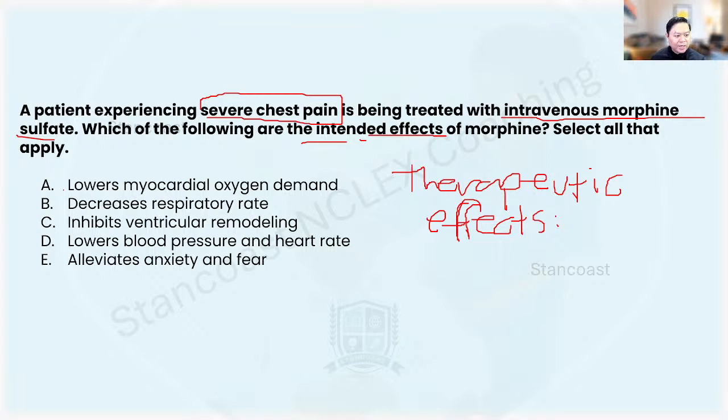All right, let's take a look at option letter A. Lowers myocardial oxygen demand. I'm seeing a lot of you answering letter A. Very good. Because when the patient has a myocardial infarction, they have that feeling of impending doom, that they're going to die right after that painful episode. They don't know what to do.